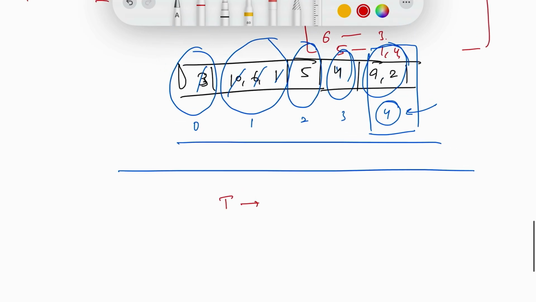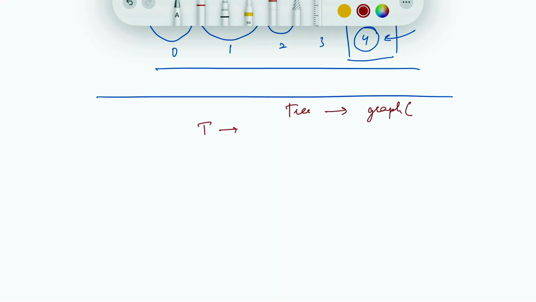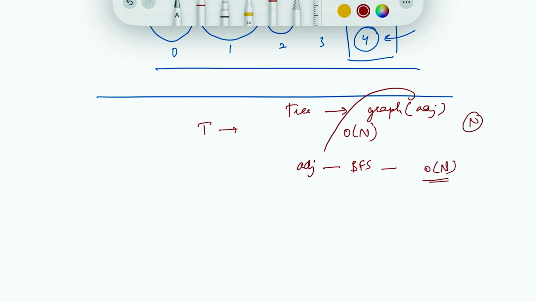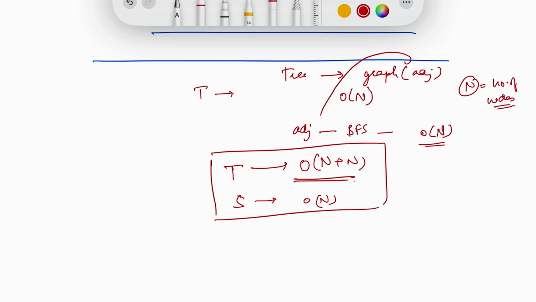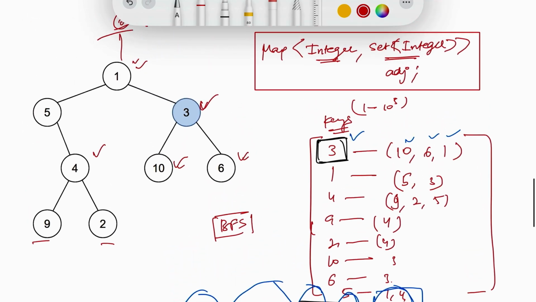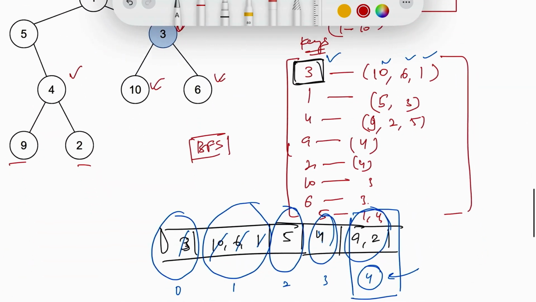What is the time? From tree, we are converting it to graph, that is adjacency. For that, it is taking O of n. And from adjacency, I am performing BFS. BFS is also going to take O of n time. N is the number of nodes in the tree. So ultimately, it is n plus n, 2n. And what is the space complexity? Space complexity will also be O of n, because we are taking a queue, and also we are taking a map here.